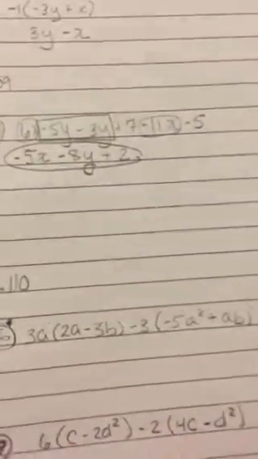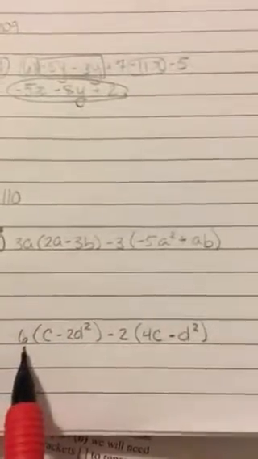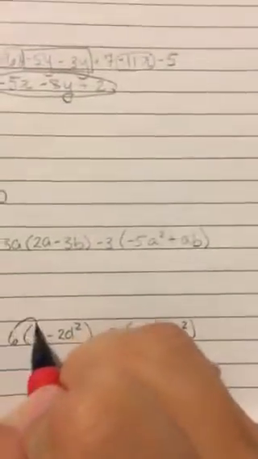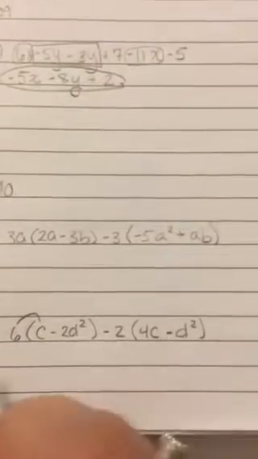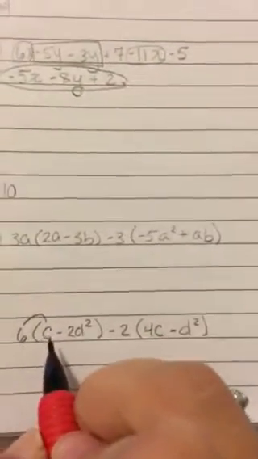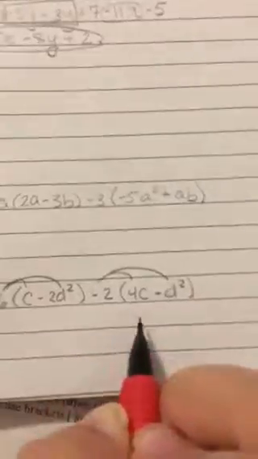Okay, 36 is actually a little bit harder than what we would need for this class, so I'm going to just skip that for now and go to 37. So, can't do what's in the parentheses. They're not like terms. Same thing over here. So I'm going to distribute the 6 to the c and the negative 2d squared. And then I'm going to do the negative 2, multiply to those two terms.